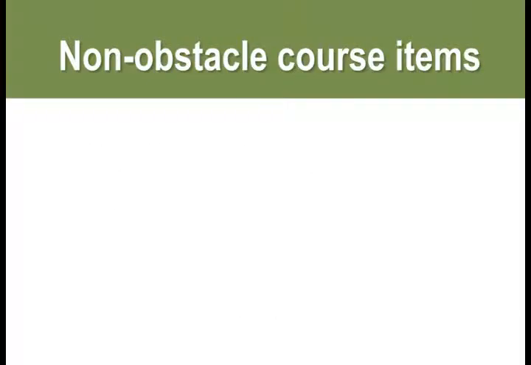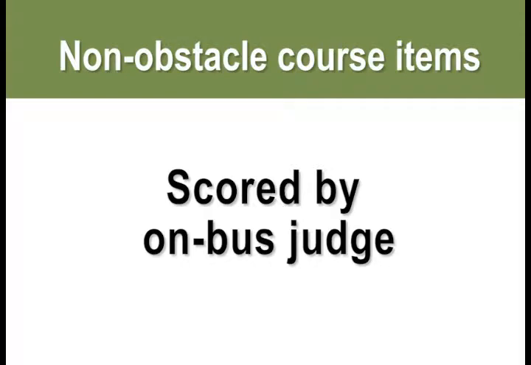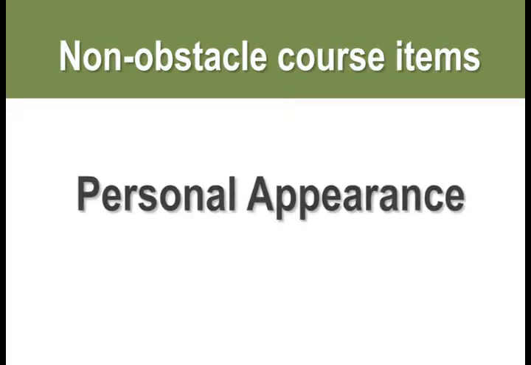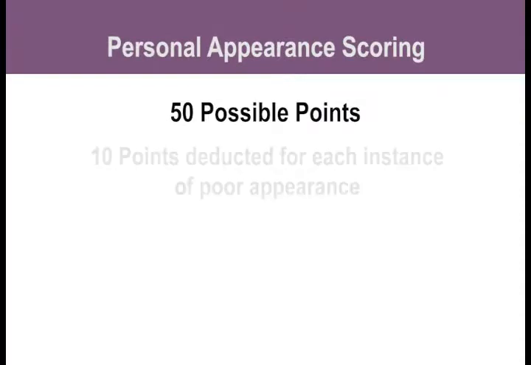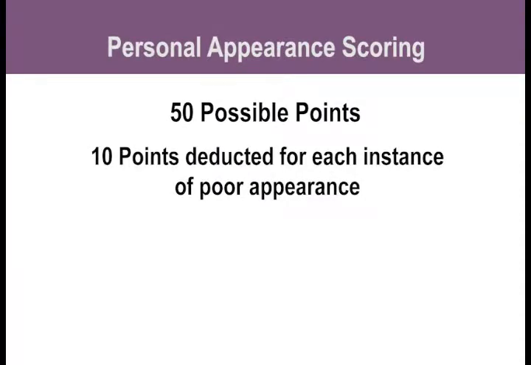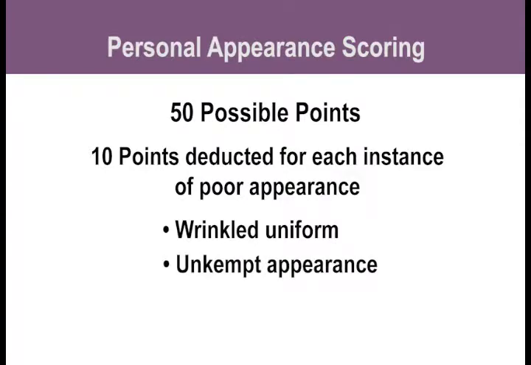There are other non-obstacle course items that are scored by the judge that is on the bus, including personal appearance. The contestant can achieve 50 points on this item. Judges should deduct 10 points for each instance of poor professional appearance. Items judged include a wrinkled uniform, unkempt personal appearance, and unpolished or dirty shoes. If the judge rates the contestant less than 50 points, the judge inside the bus must explain on the score sheet why a lower score was given.